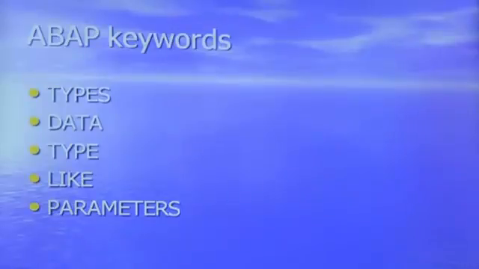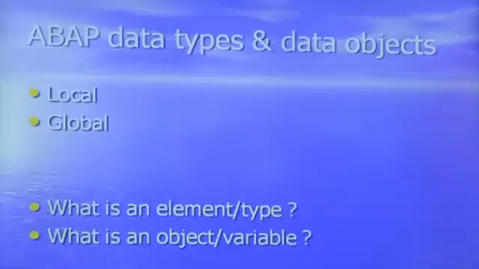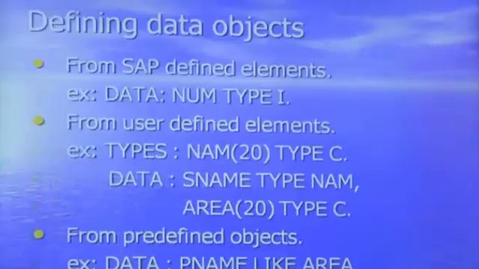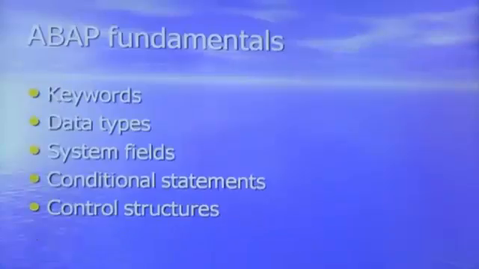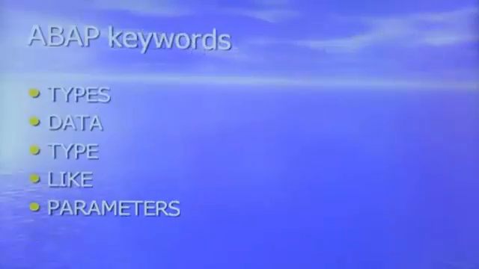So let's take an example. First of all, data types. The first example we are doing here is to calculate the 10th class marks using the keywords and data types. The SAP keywords are types, data, type, like, and parameter.